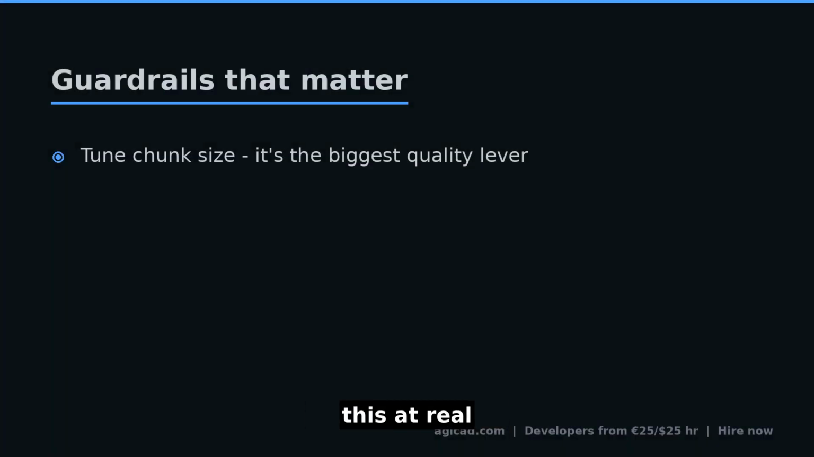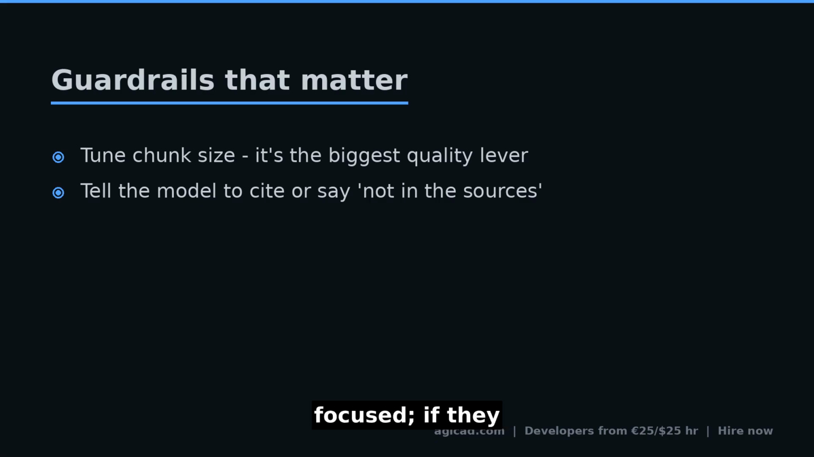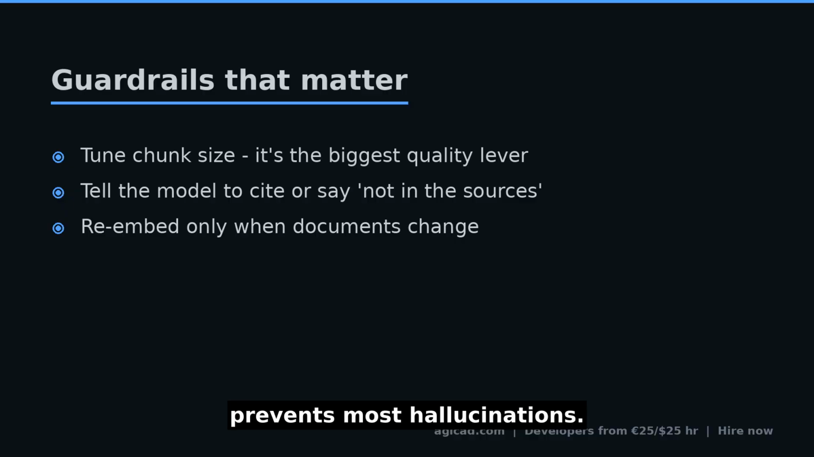Before you point this at real documents, a few guardrails. Chunk size is your biggest quality lever. If answers feel vague, make chunks smaller and more focused. If they feel fragmented, make them bigger. Always instruct the model to cite, and to say when something isn't in the sources. That one line prevents most hallucinations.